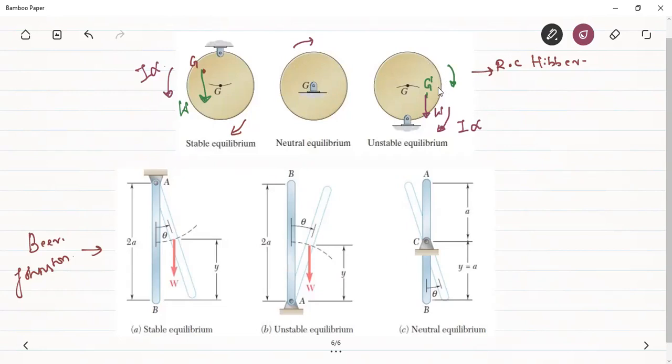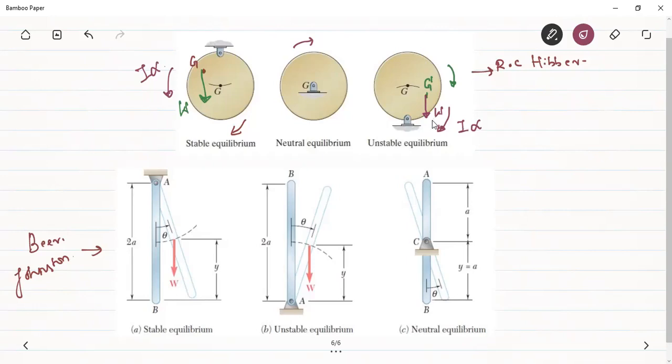And if we see this case, the body was originally in the unstable equilibrium. This corresponds to the maximum potential energy state. After giving some displacement, the potential energy just decreases. It keeps on decreasing until it attains the stable equilibrium position.